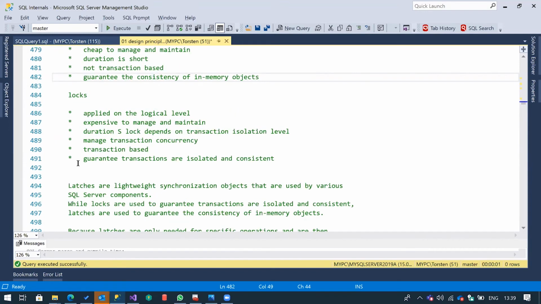And locks guarantee the transaction to be isolated and consistent. Nothing else than ACID. So the C and the I. A is atomicity, you know it better than me. And D is durability. But again, locks are just about isolation and consistency.